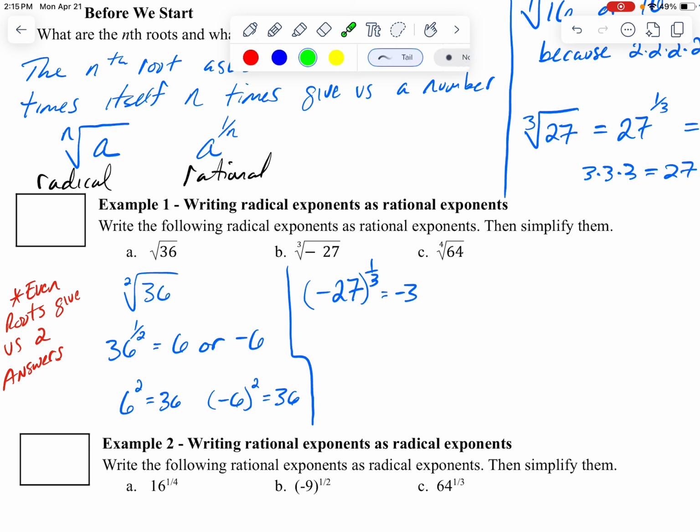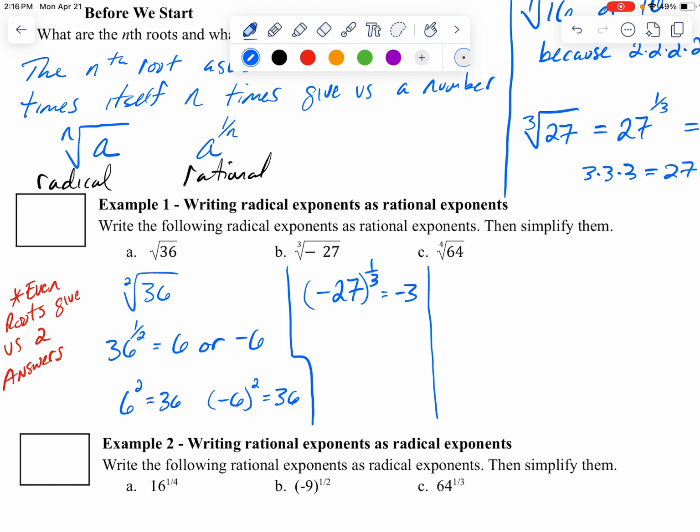So when we're doing it 3 times, if I start with a negative, negative times negative is positive, times another negative is going to give us a negative number. So that's why this rule here where we had 2 answers, that only applies to even roots.